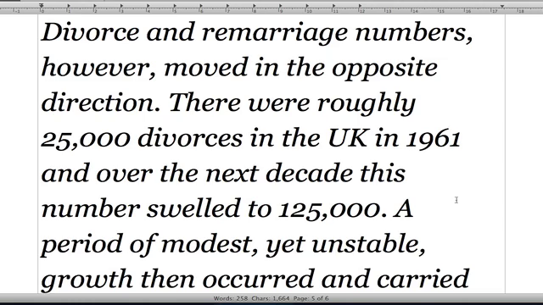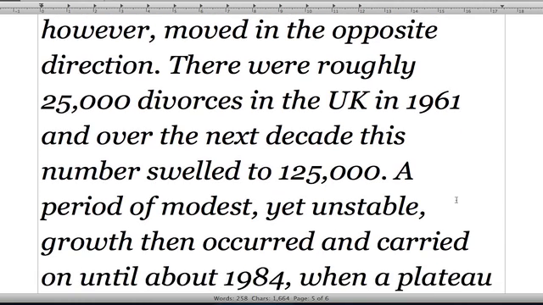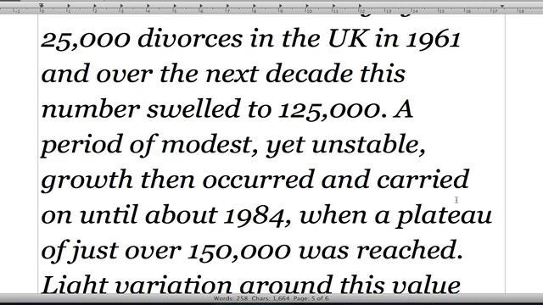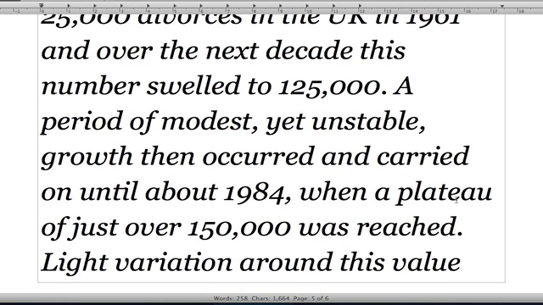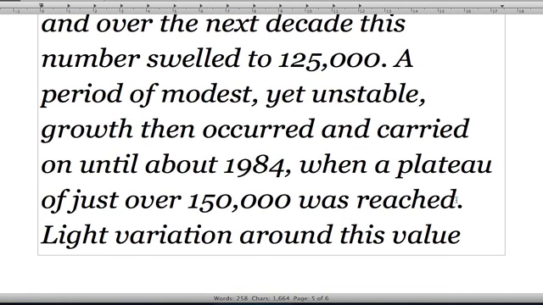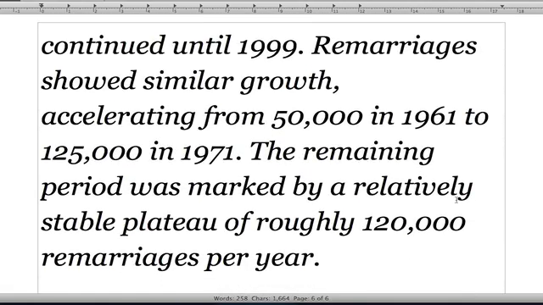Divorce and remarriage numbers, however, moved in the opposite direction. There were roughly 25,000 divorces in the UK in 1961, and over the next decade this number swelled to 125,000. A period of modest, yet unstable, growth then occurred and carried on until about 1984, when a plateau of just over 150,000 was reached. Light variation around this value continued until 1999.